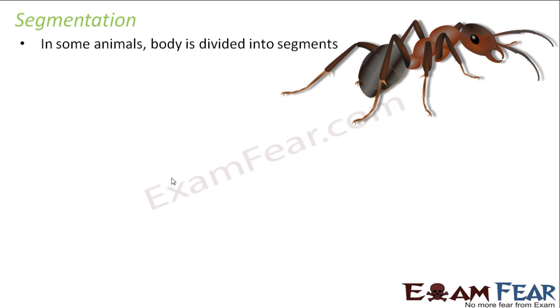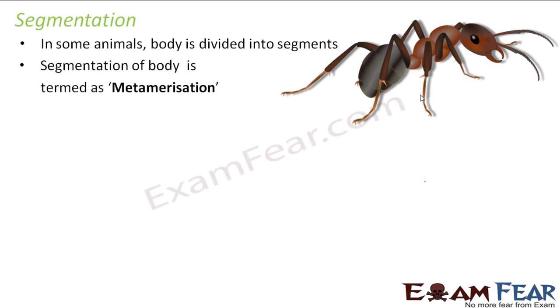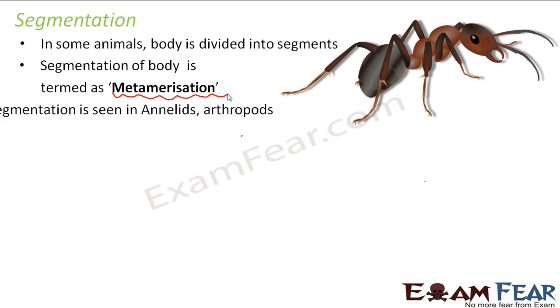Arthropods. Here you see this insect, it falls under the arthropod phylum, and here the segments help them in locomotion, in feeding, and they also act as sensory perceptions. Where do you see the segments? Here the body is divided into different parts, right? That is known as segmentation. This segmentation of the body is known as metamerization.